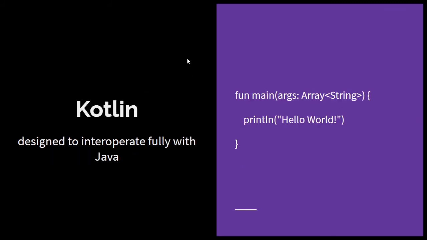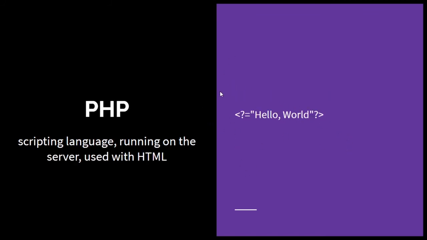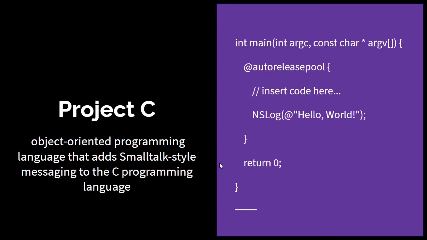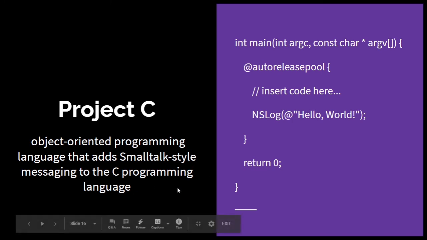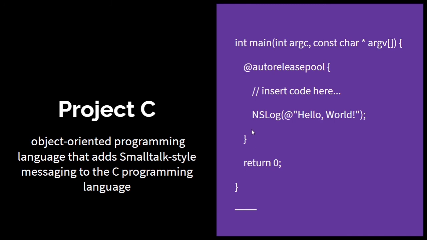There's Kotlin, which is designed to interoperate with Java. So you're supposed to use it with Java to make stronger programs. Then there's PHP, which is used with HTML, which is websites, to help with scripting and running servers. Then there's Objective-C, which is another object-oriented language. It adds Smalltalk-style messaging to the C programming language. So this is how you would print hello world.